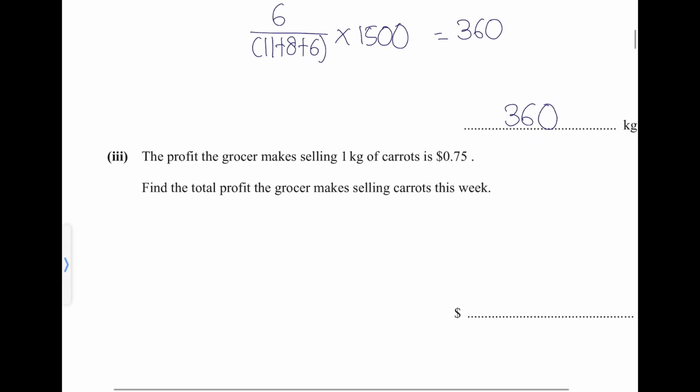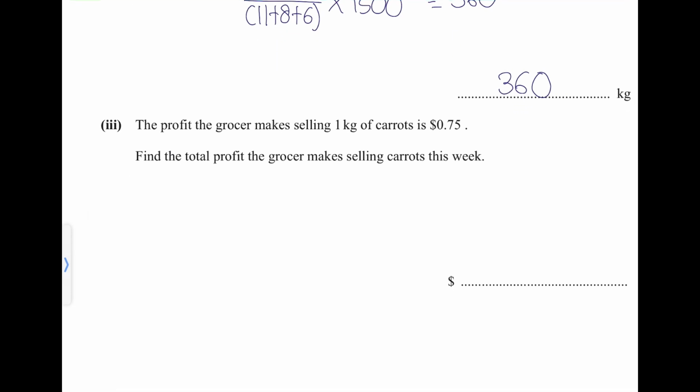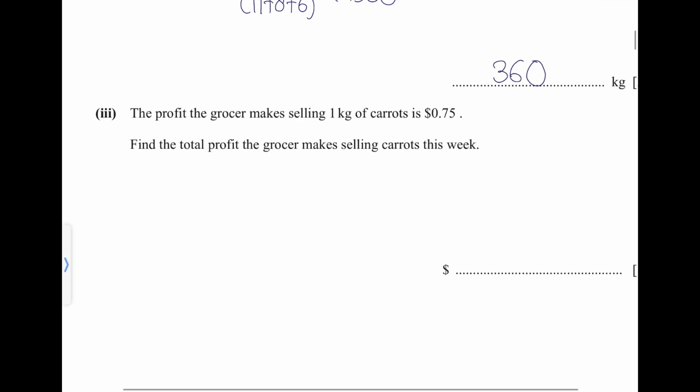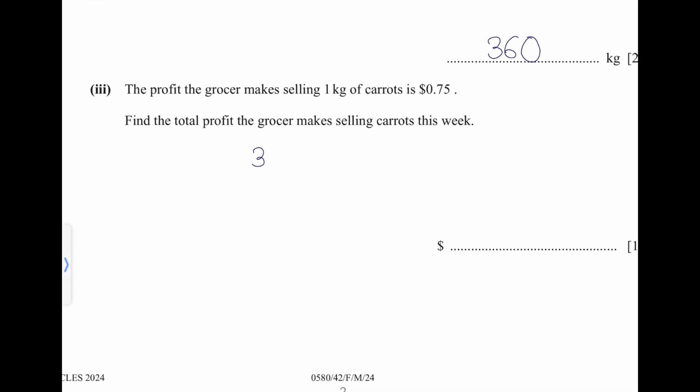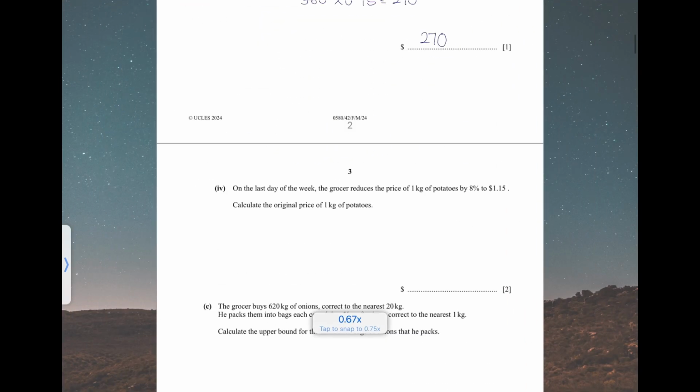Last up, it says that the profit that the grocer makes selling 1 kg of carrots is 0.75. Find the total profit that he'll make. 360 kg times 0.75 per kg. That is $270. Moving on, the next question that we have.